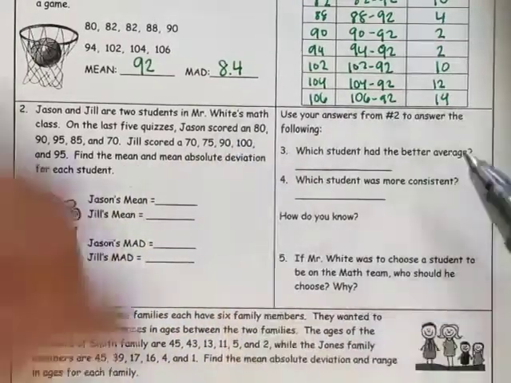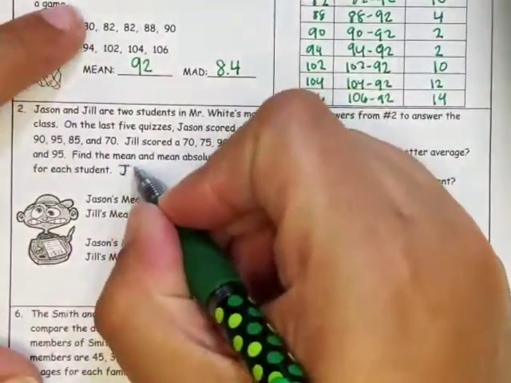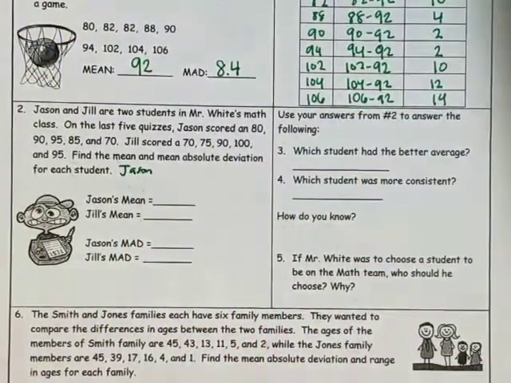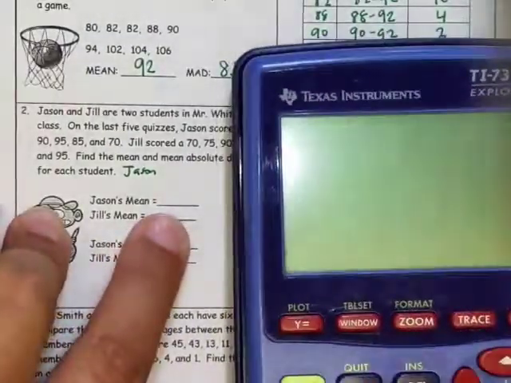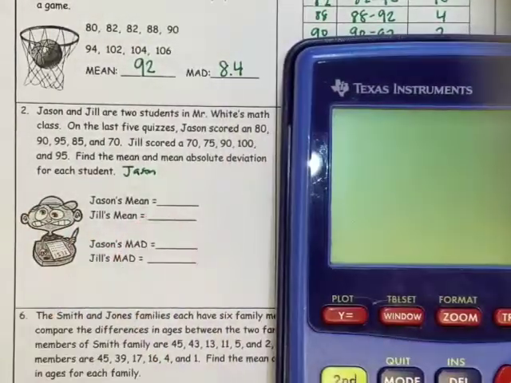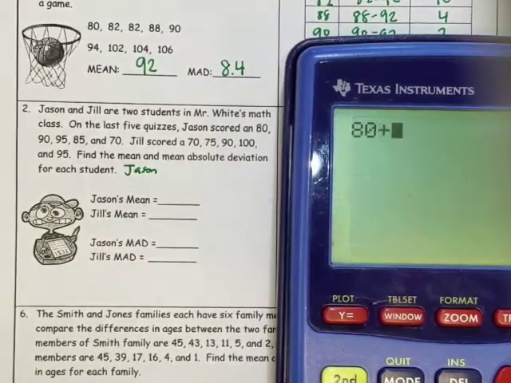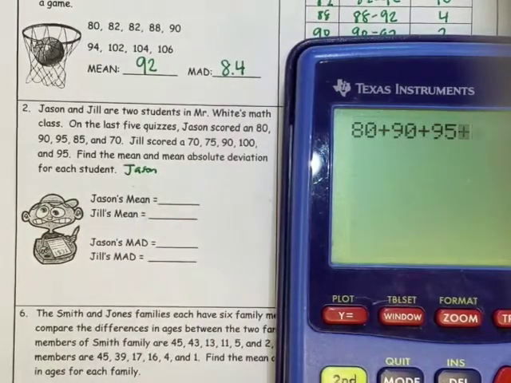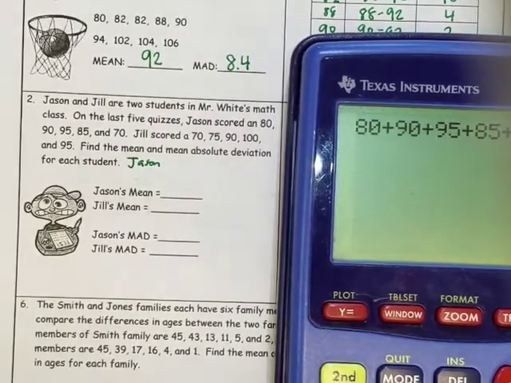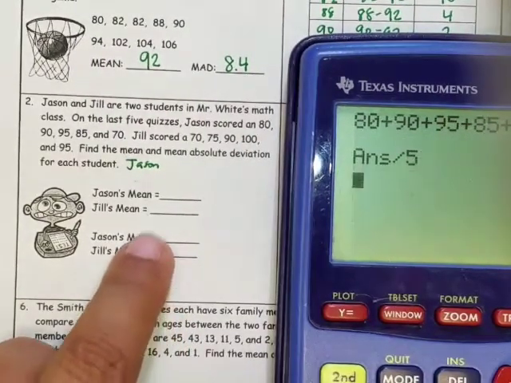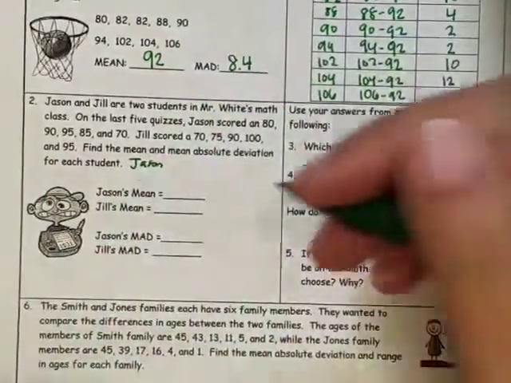So with Jason, we're going to add all those together. Actually, I don't even need to write his name. I can just add these and put it right here. So Jason is 80 plus 90 plus 95 plus 85 plus 70 divided by 5. So his mean was an 84.